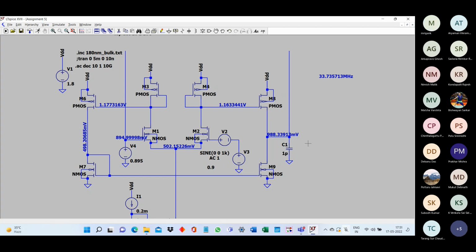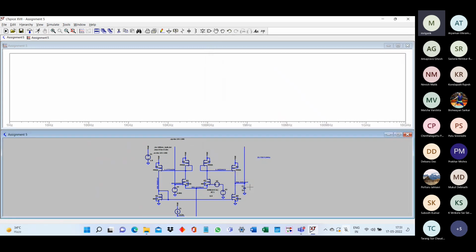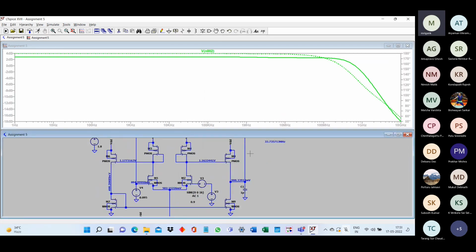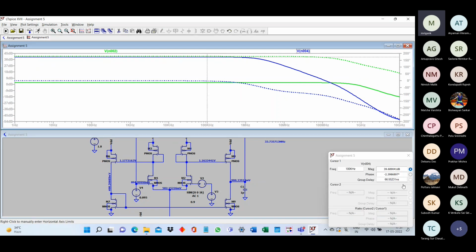Now let us look at what the 1 pico is. 1 pico is also quite large, so let us see. 1 pico will push down the bandwidth, so the bandwidth will be limited, but the phase margin may be improved. Let us see the phase response and the magnitude response. We may need to iteratively change this C1 to arrive at whatever phase margin is required.